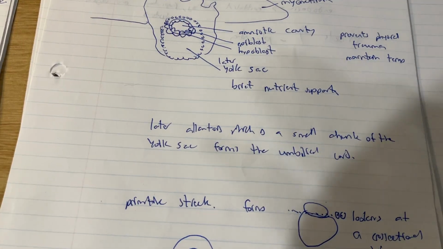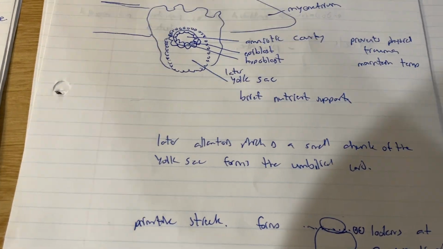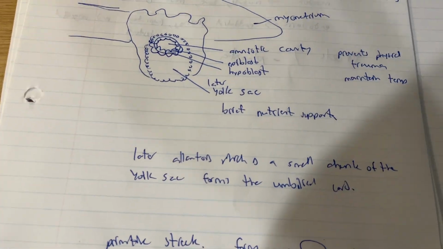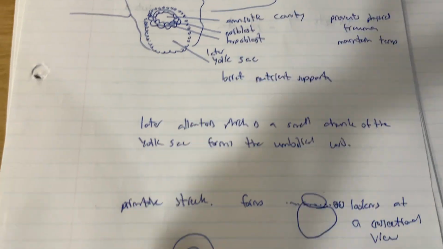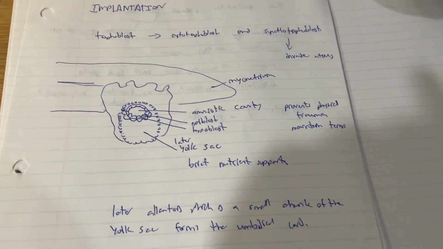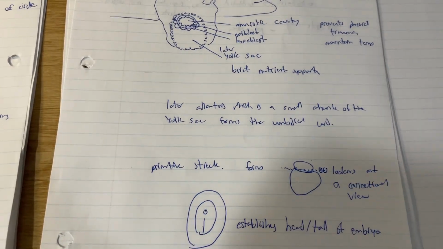Now, later on, we're going to have this allantois form from our yolk sac. And all you need to know is that this basically forms the umbilical cord later on. Kind of makes sense because the yolk sac is what is providing that nutrient support. And again, this is a very big summary. I think this was like 4 or 5 slides. So definitely pay attention to the details there.